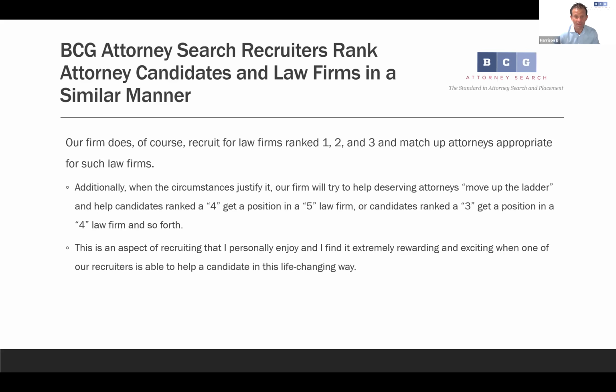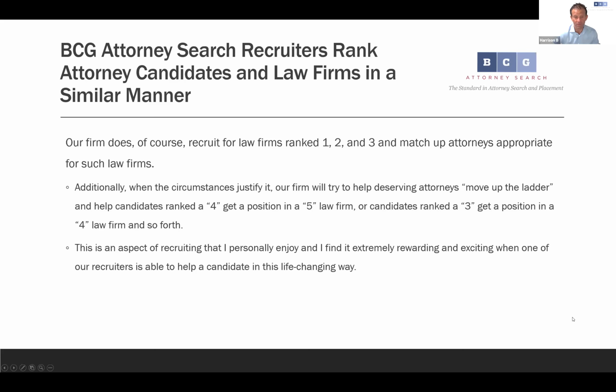And then we recruit for lots of firms that are ranked a 1, 2, and 3. There's a lot of really good firms that are 1. People do very well financially at a lot of these 1 firms, and you can have a very good career with many 1 firms. So there's nothing wrong with working in a 1 firm.